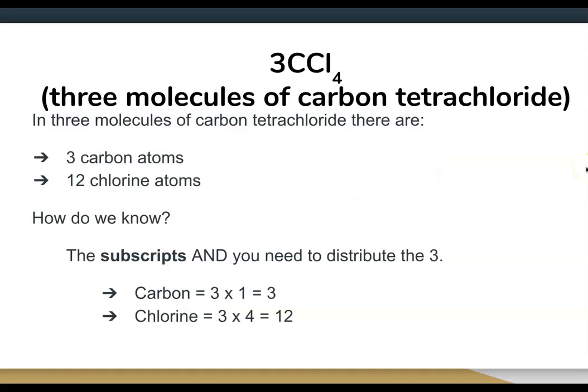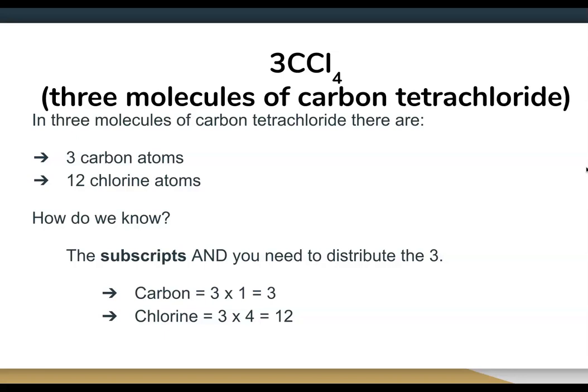This time when you answered the question, you had to think about the subscripts and the 3 that was at the beginning of the formula. The 3 has to be distributed to each atom in the molecule. The 3 tells us that there's 3 molecules of carbon tetrachloride. There was no subscript on the C, so that means 1 atom, but the 3 applies to the carbon at the beginning, so 3 times 1 equals 3, so that means 3 carbon atoms.